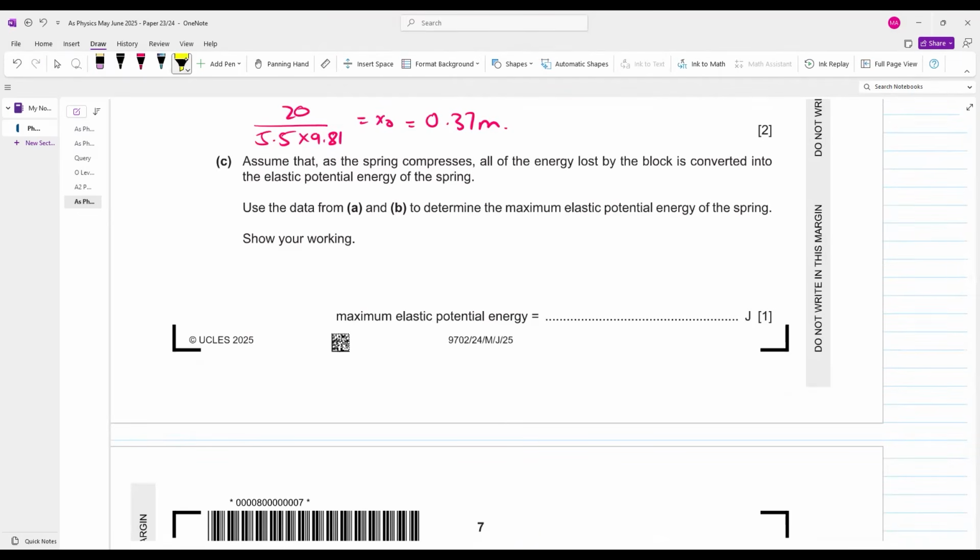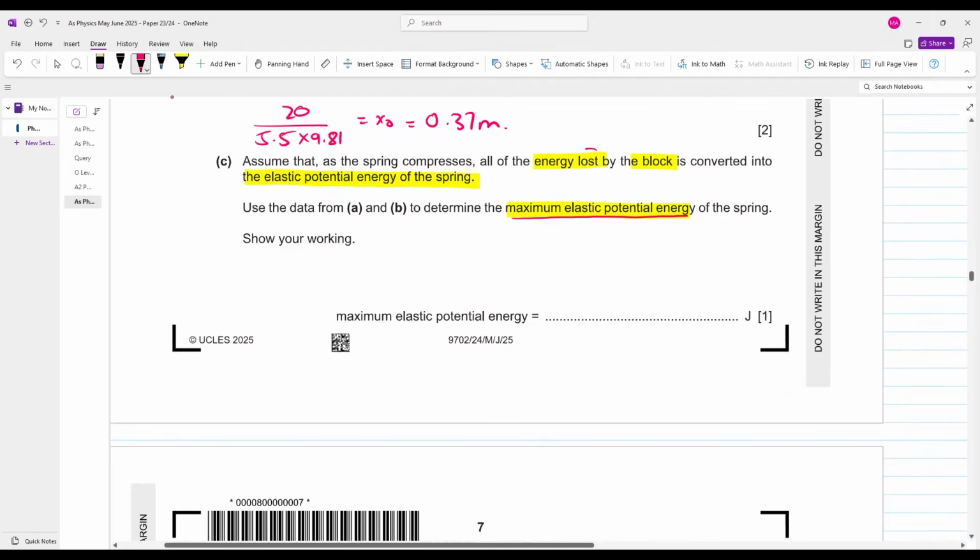Assume that, okay, we have to assume that as the spring compresses, all of the energy lost by the block is converted into elastic potential energy of the spring. Okay. एग्जामिनर ये कह रहा है एज द स्प्रिंग कंप्रेसेस ऑल द एनर्जी लॉस्ट बाय द ब्लॉक इज कन्वर्टेड इनटू इलास्टिक पोटेंशियल एनर्जी. Use data from A and B to determine the maximum elastic potential energy of the spring. Show your work. बेटा how will you determine maximum elastic potential energy?